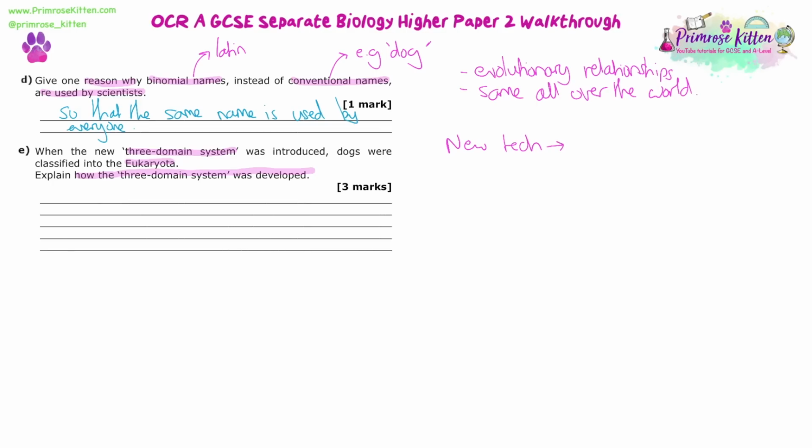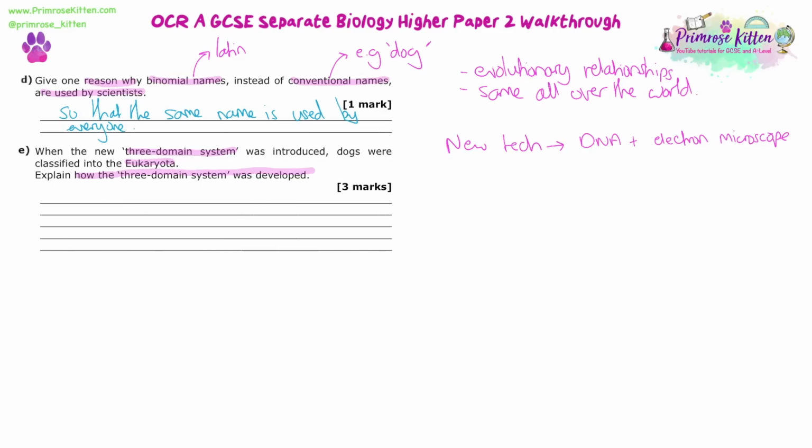So new technology, basically things we didn't have before when the first classification system was thought up. We have DNA, we have electron microscopes, we have biochemistry evaluations, which we didn't have back in the days before DNA analysis existed. And how was it developed? So what did that extra technology allow us to do?